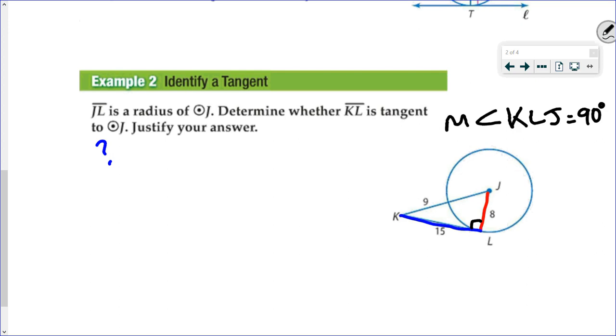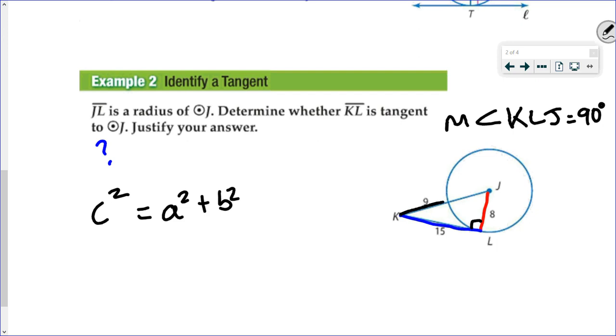The way we can do that with these measurements that we're given, we can check to see, well, is this a right triangle? Is JKL a right triangle? And of course, to do that, we would just need to check the Pythagorean theorem. Is C squared equal to A squared plus B squared?